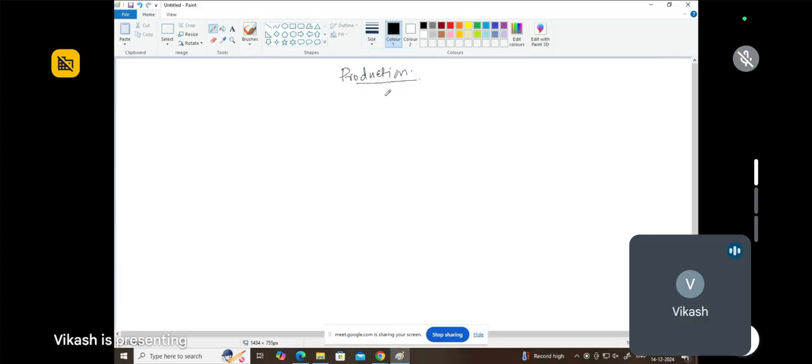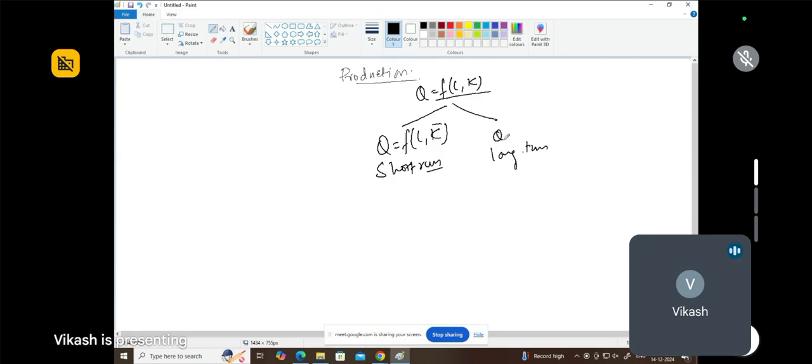Okay, so production is the function of labor and capital that we have discussed so many times. Where if you fix one input, say capital, that production function is termed as short run. In short run, the capital used in the production process is fixed, whereas in long run both can be changed.